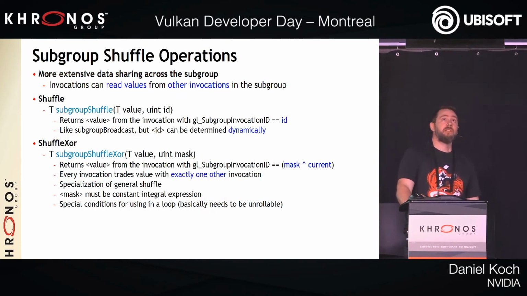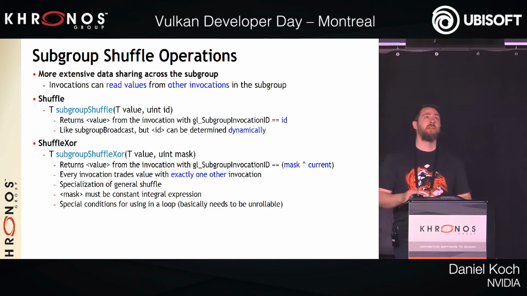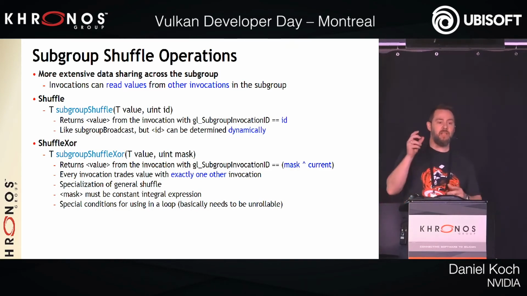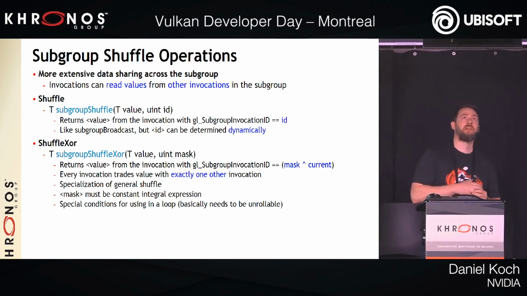Subgroup shuffle operations. These are a more extensive way of doing data sharing across the subgroup. Basically, an invocation can read the value of a variable from another invocation. If I do a subgroup shuffle, I can specify the ID I want to read this value from. This is very similar to the subgroup broadcast, except that the ID can be determined dynamically. So it doesn't have to be a compile time constant in this one.